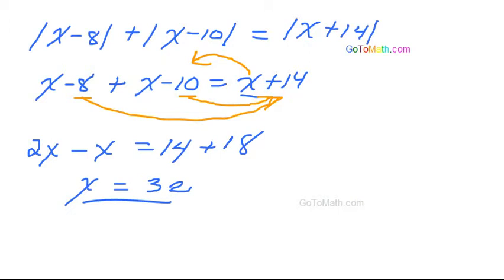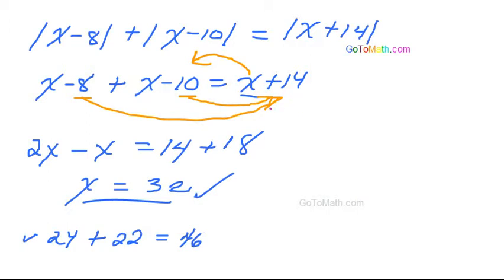32 minus 8 is going to be 24. So we're just checking right here. So let's see, we got 24 plus, and then 32 minus 10 is 22. Question is, is that going to be equal to, if we took 32 plus 14, we get 46. So this side here would be 46. And let's see, 24 plus 22, yeah, 46. So looks like that solution's working out there. Okay, see what we just did.